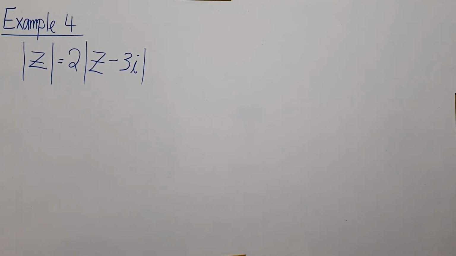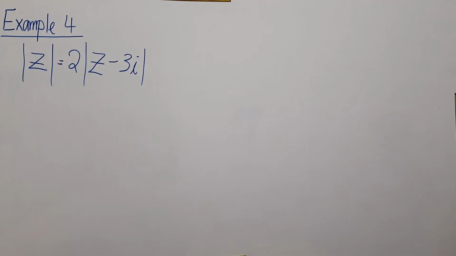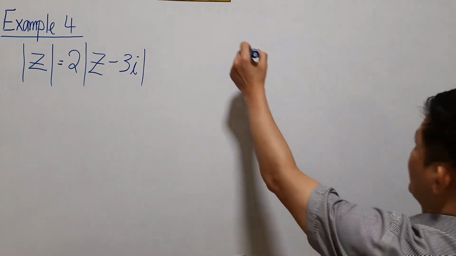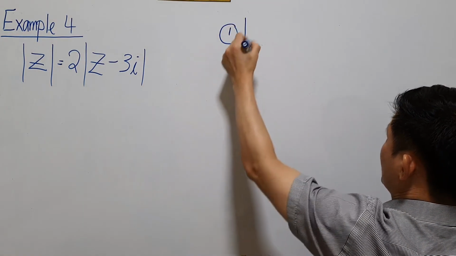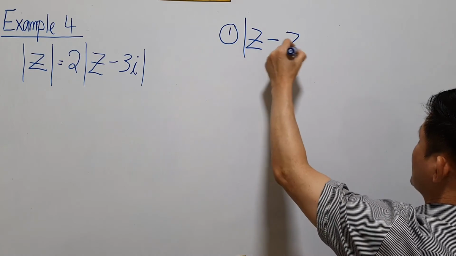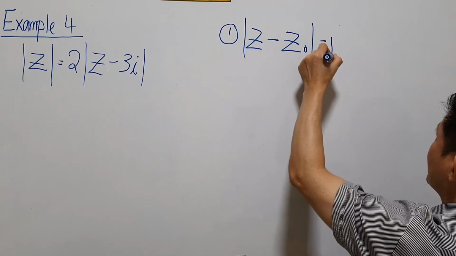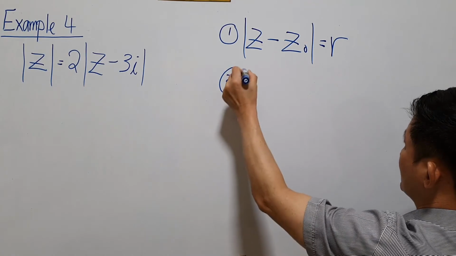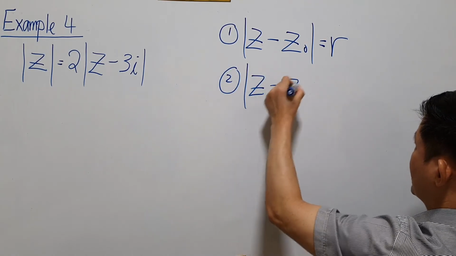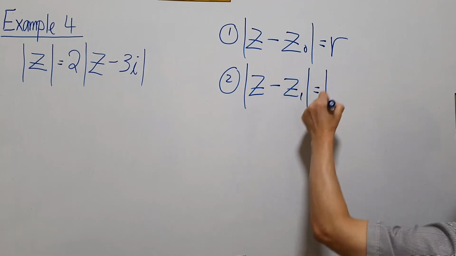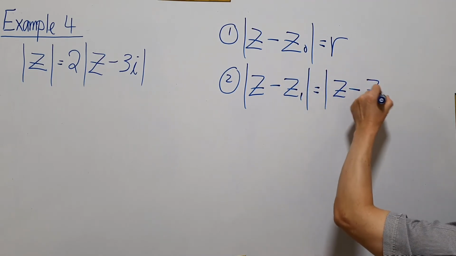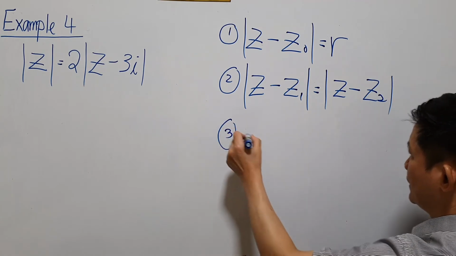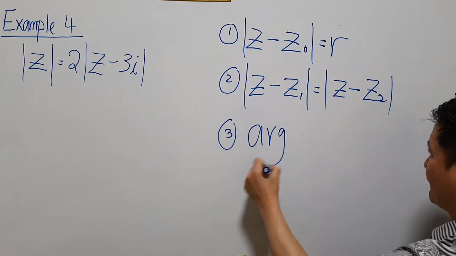In example 4, you are given an equation that doesn't look like the earlier 3 that you have seen before. If you recall, in the earlier 3, the first one was the equation of a circle. And in the case of the equation of a circle, the general equation looked like this. The second one that you saw was the perpendicular bisector, and the equation of the perpendicular bisector looks like this. And the third one that we did earlier was the case of a half line.